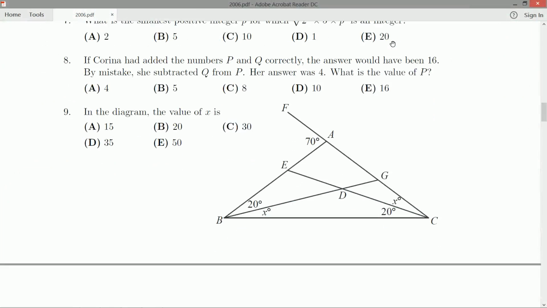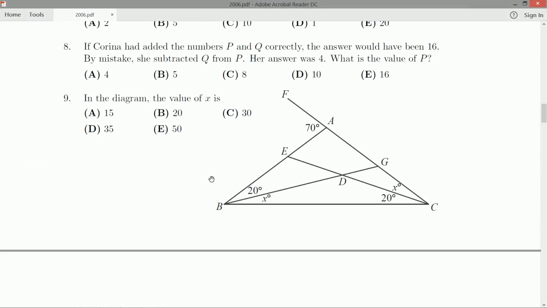And we will move on to question number 9, which has an interesting looking diagram. We'll look into that a bit more in the next video.